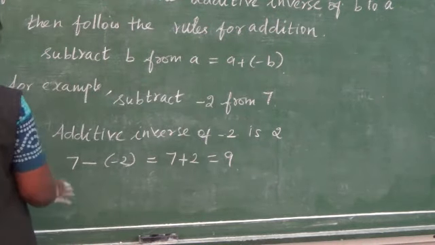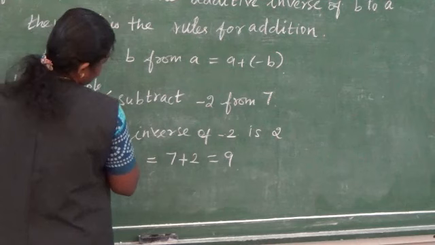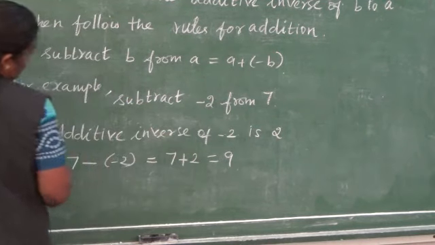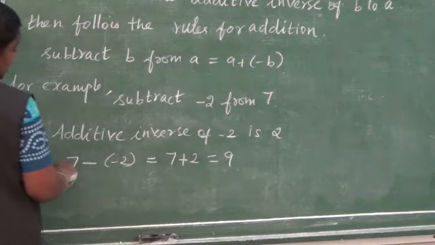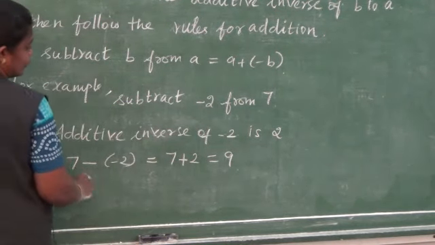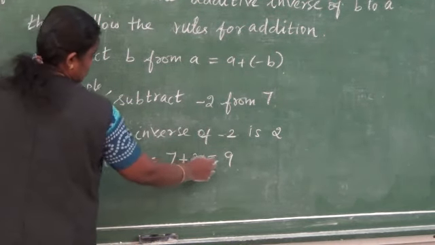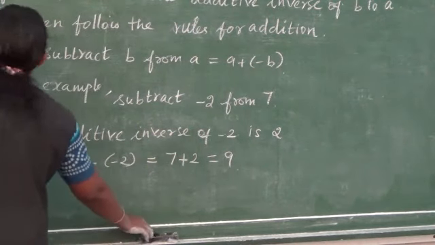According to our rule, subtract minus 2 from 7. We have to find out the additive inverse of minus 2, then add to 7. If you are adding 7 plus 2, you are getting 9.